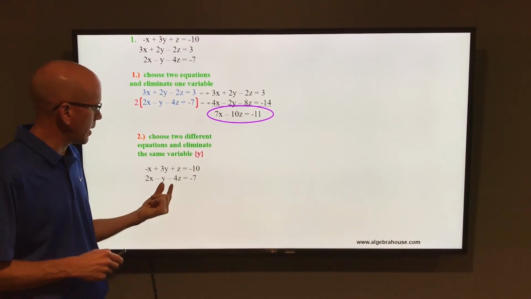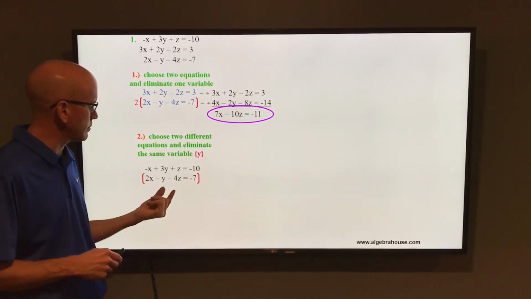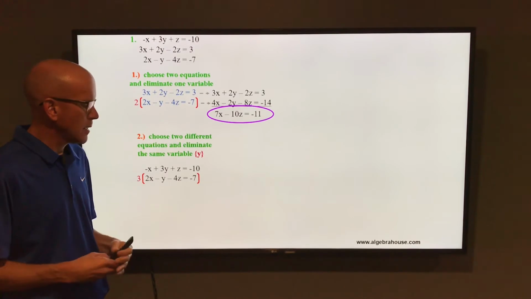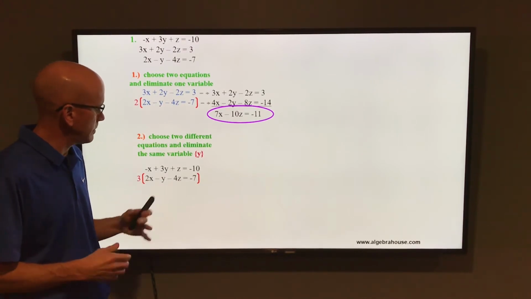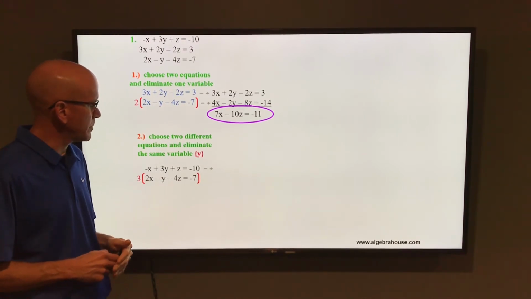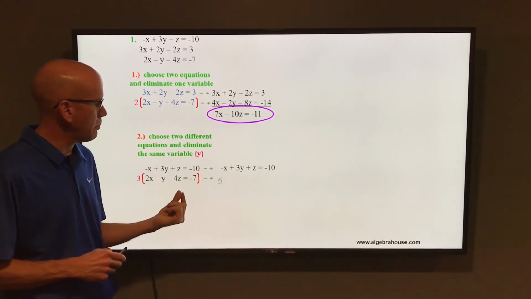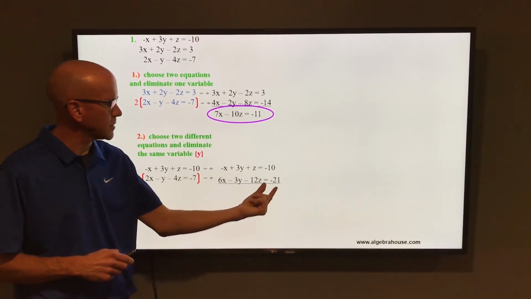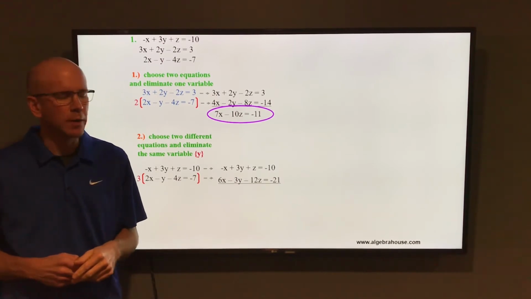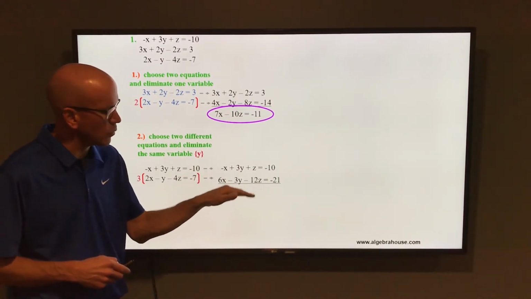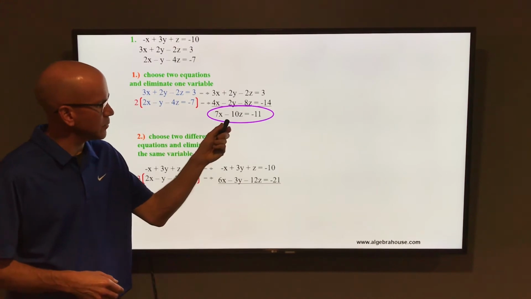To eliminate the y there, I'm going to multiply that bottom equation by 3. The top equation stays the same. Multiply the bottom by 3, you get 6x minus 3y minus 12z equals negative 21. So now when I add these together, the y will be eliminated, just as it was up here.